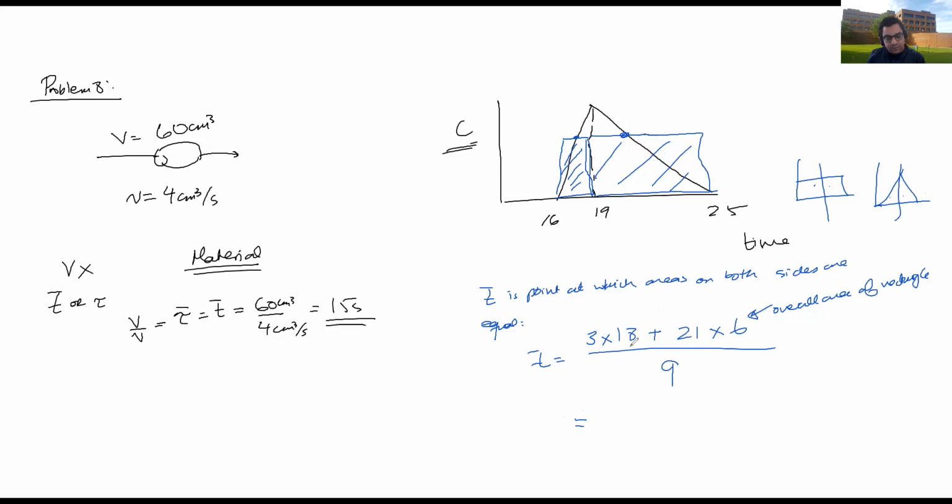Anyway, if I do these calculations, 3 times 18 is 54. Let me just verify this using my calculator. Okay, 3 times 18, 54, plus 21 times 6. Actually, 21 times 6 is 126. Yeah, 126 plus 54 is 180, divided by 9. That's 20. So this will be 20 seconds.